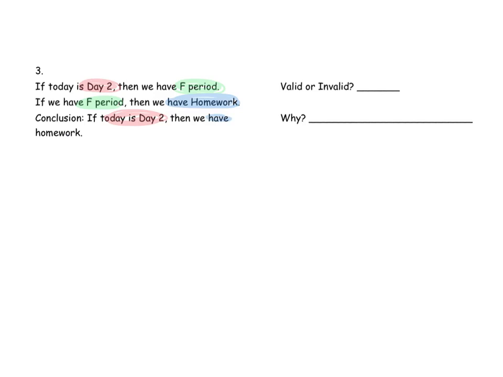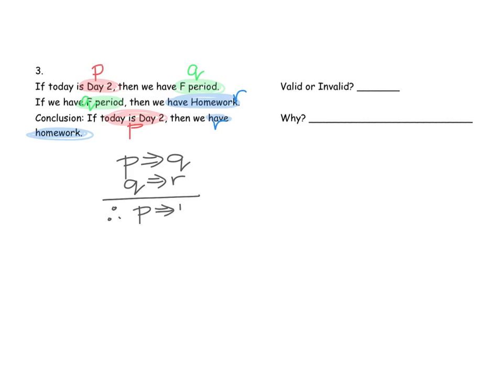Is that a valid conclusion that if it is day 2, then we have homework? Let's write out what that looks like. P implies Q, and Q implies R. Can we make the conclusion that P implies R? Yes, because if we domino this together, the Q matches with the next Q. So we know that if P implies Q and Q implies R, we can conclude that P implies R. This form of reasoning is called chain reasoning. So it is valid, and it is the chain reasoning type of logical argument.